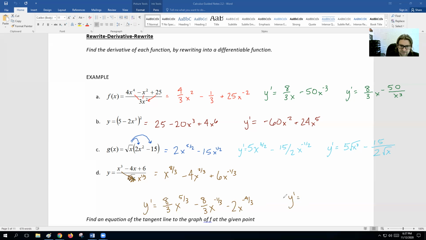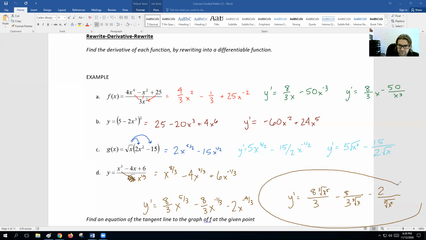So what that looks like simplified. 8 over 3. Now this is positive, so it'd be on the top, cube root of x to the 5th. Next we have minus 8 over 3. This is negative, so it's going to be on the bottom, cube root of x to the 1st, or just cube root of x. And then minus 2, we can make it 2 over 1 if we wanted to, and on the bottom we have the cube root of x to the 4th. There we go. And these are going to be our answers.